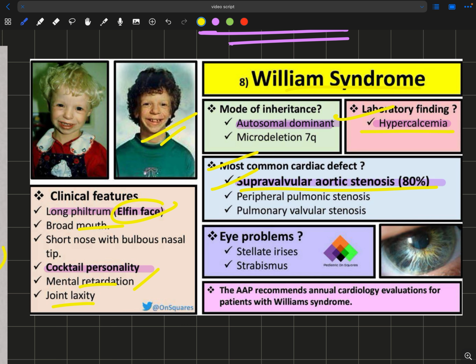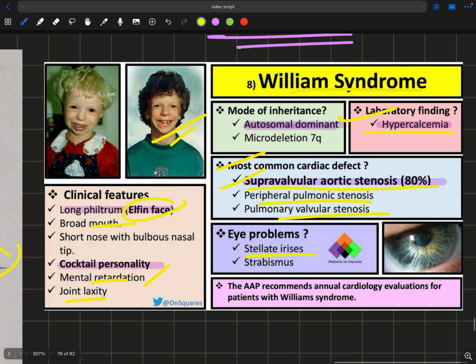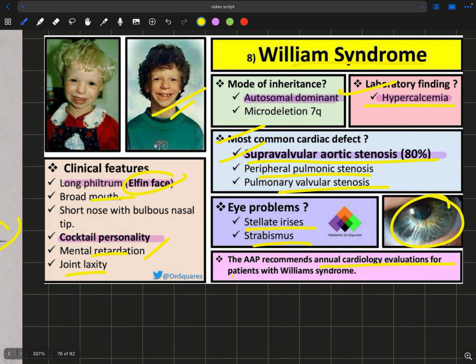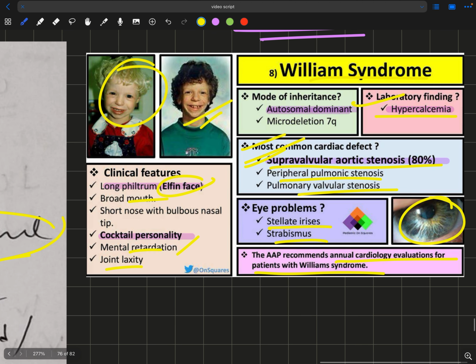supravalvular aortic stenosis. Other cardiac defects seen in Williams syndrome are peripheral pulmonary stenosis and pulmonary valvular stenosis. The eye problems are stellate iris and strabismus. So this is in case of Williams syndrome. The AAP recommends annual cardiology evaluation for patients with Williams syndrome. So this is all about Williams syndrome. We see there supravalvular aortic stenosis.